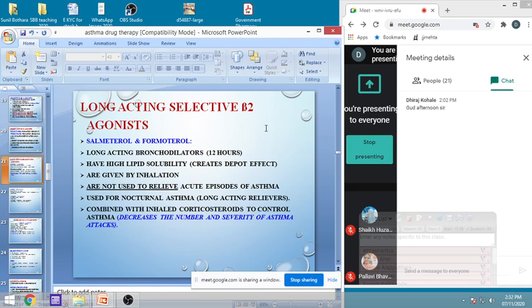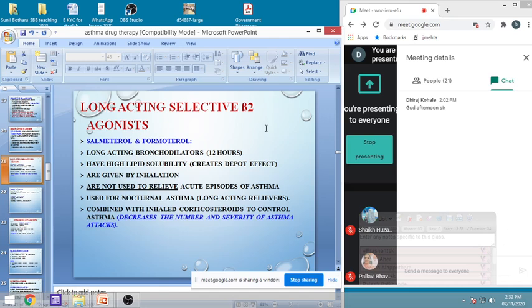Examples of these are salmeterol or formoterol. They act for around 12 hours. They have high lipid solubility. They create a depot effect in the body. They are given by inhalation. They are not used to relieve acute episodes because they take time to do the job. They are used for nocturnal asthma, that is, long acting relievers.